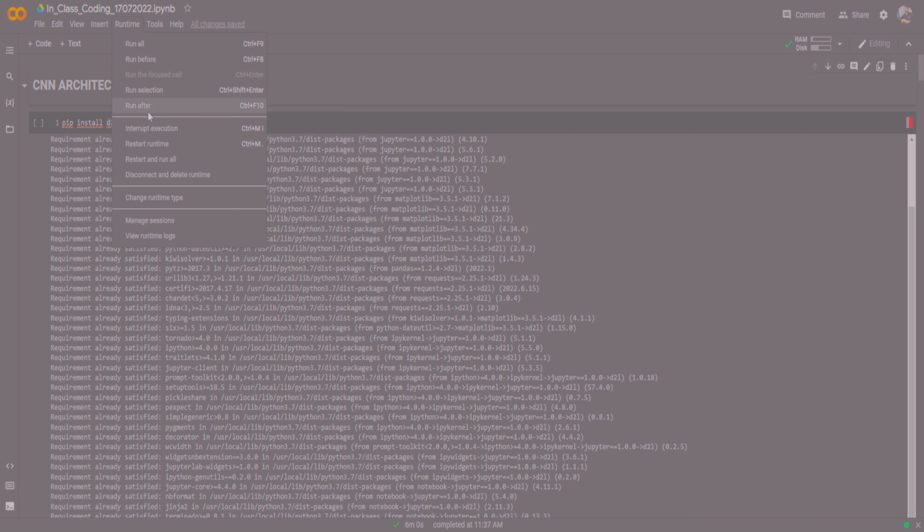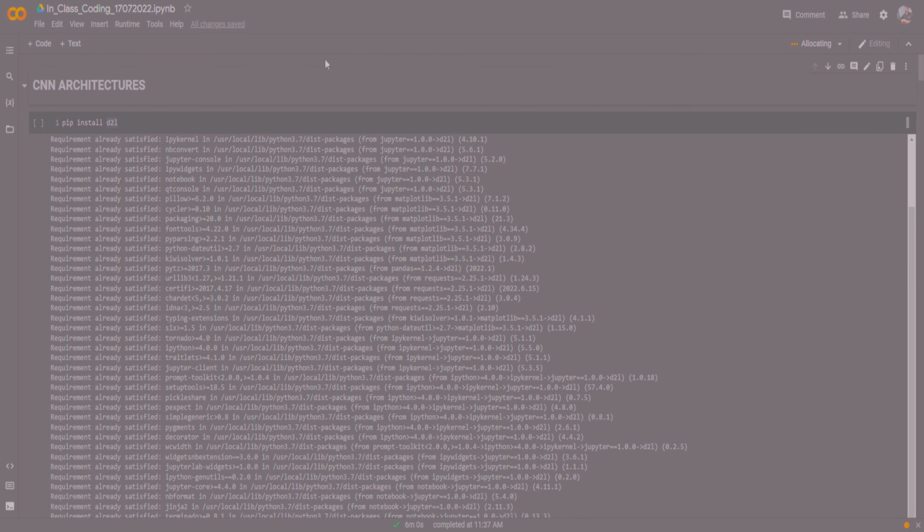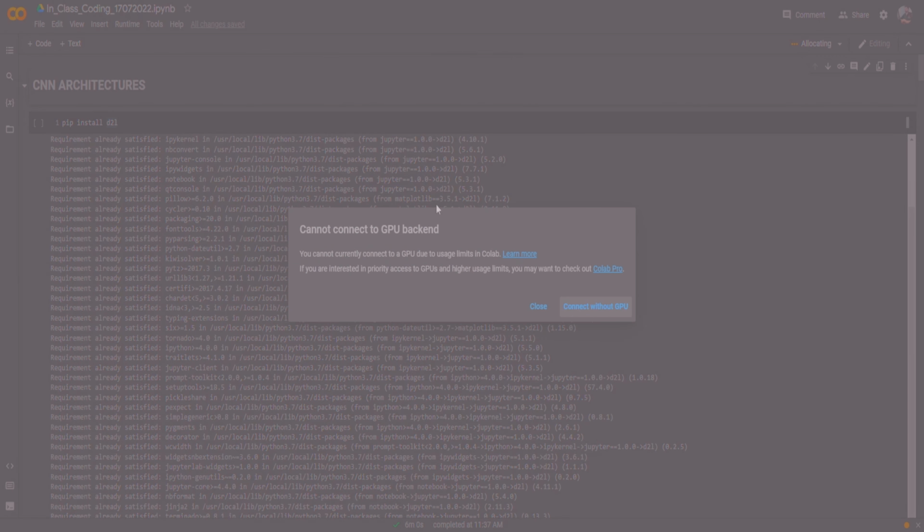So go to the runtime and change the runtime type. You have options like this. None means it will allocate a CPU too. I would like to go with a GPU. Let me try to save this. And oh, it says that it cannot connect. All right, no problem. Later on, we may get a chance to connect. You cannot currently connect.